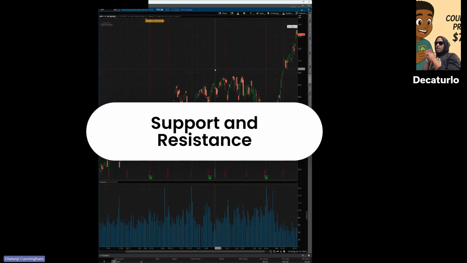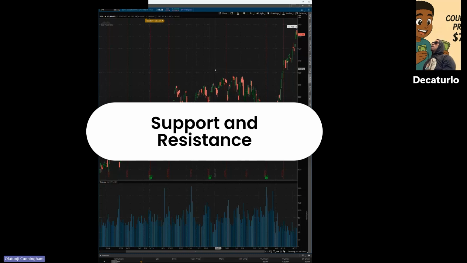So you look at it like this. If I was to take a ball and throw it on the ground, what's gonna happen? It's gonna bounce because that ground got support. It's gonna take a lot of force for me to throw that ball and go through that ground. That means that ground is a real strong support.